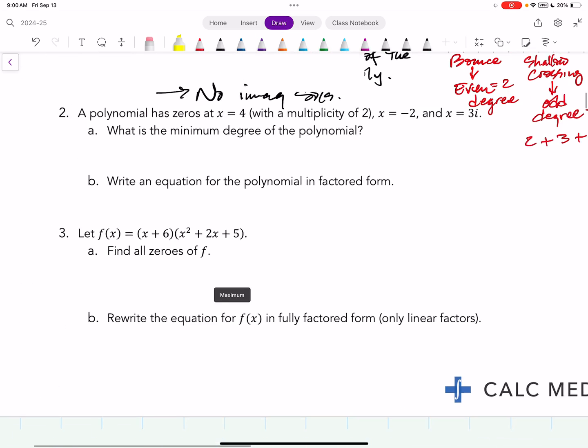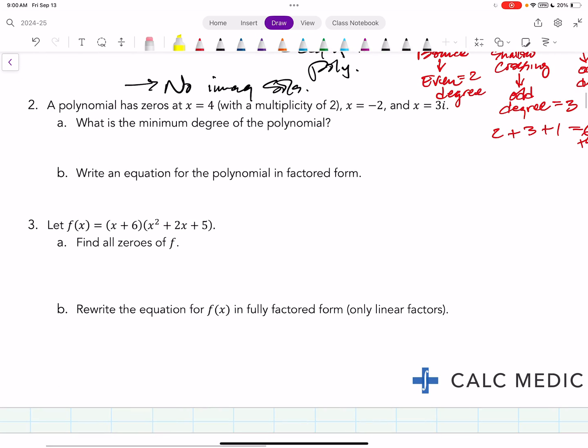All right, number 2. What does it say? A polynomial has zeros at 4 with a multiplicity of 2, and we have x equals -2 and x equals 3i. What is the minimum degree?